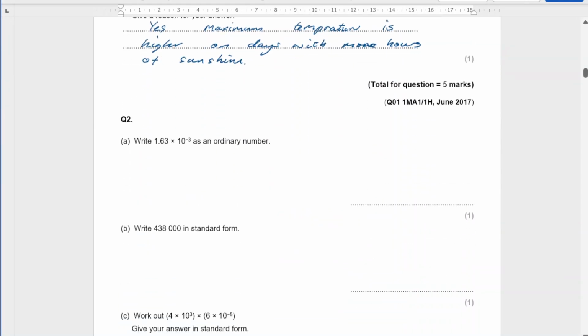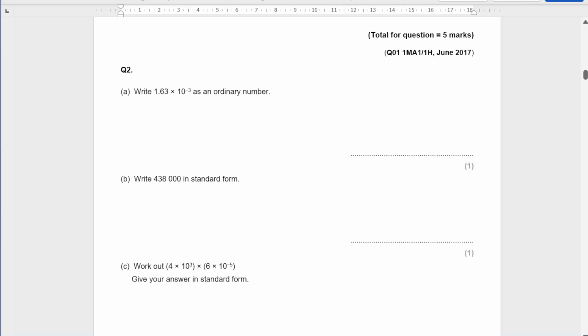Okay, question 2. Write as an ordinary number. So we're going to be using our standard form, and in effect we're going to be adding in 3 zeros. 1, 2, 3, 1, 6, 3. Arguably what we talk about is we've moved our place value back by 3 from this number, so the decimal point's moved 3 places back, so it's moved from there to there.